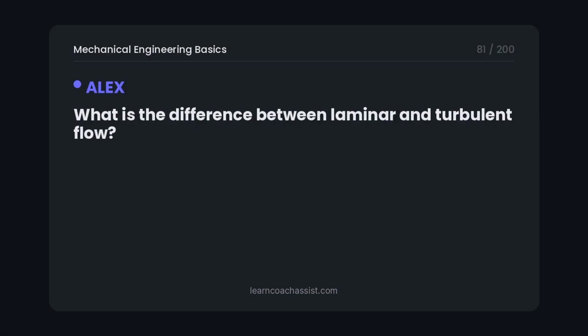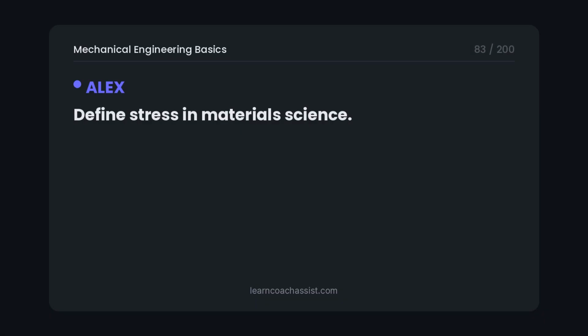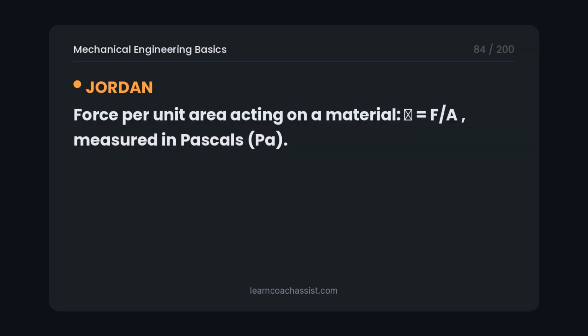What is the difference between laminar and turbulent flow? Laminar flow has smooth, orderly layers, turbulent flow has chaotic, irregular fluctuations and higher mixing. Define stress in materials science. Force per unit area acting on a material, sigma equals F/A, measured in pascals, Pa.